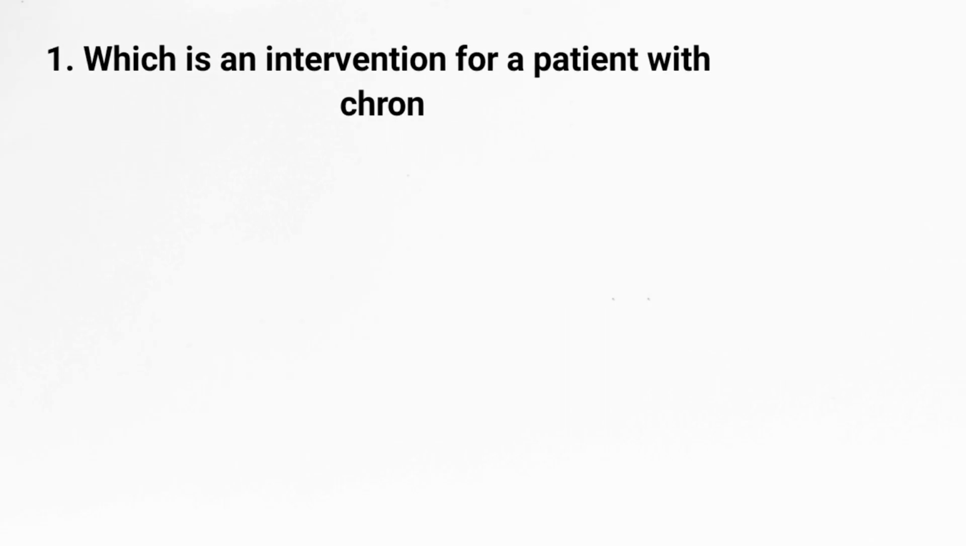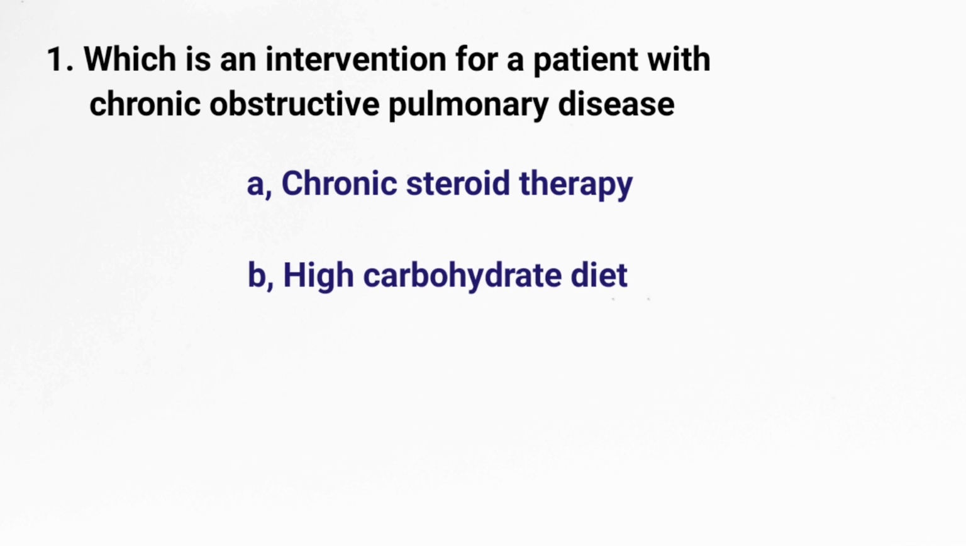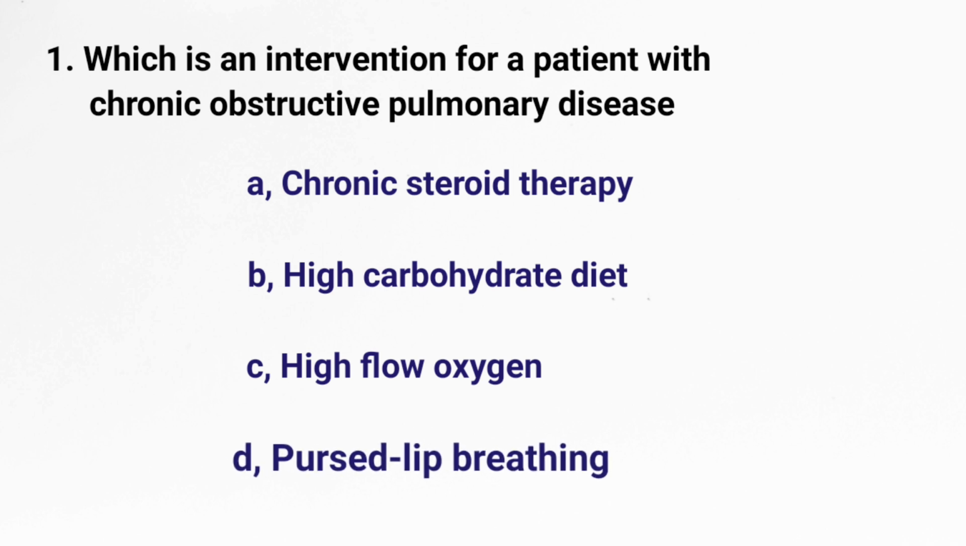Question number 1. Which is an intervention for a patient with chronic obstructive pulmonary disease? Option A. Chronic steroid therapy. Option B. High carbohydrate diet. Option C. High flow oxygen. Option D. Pursed lip breathing.